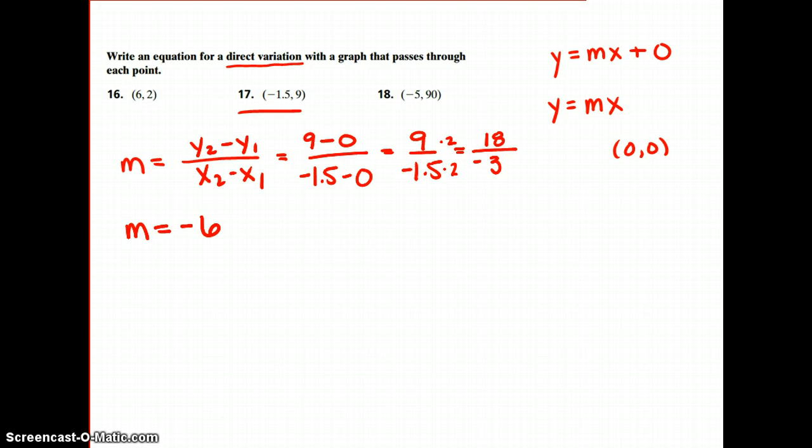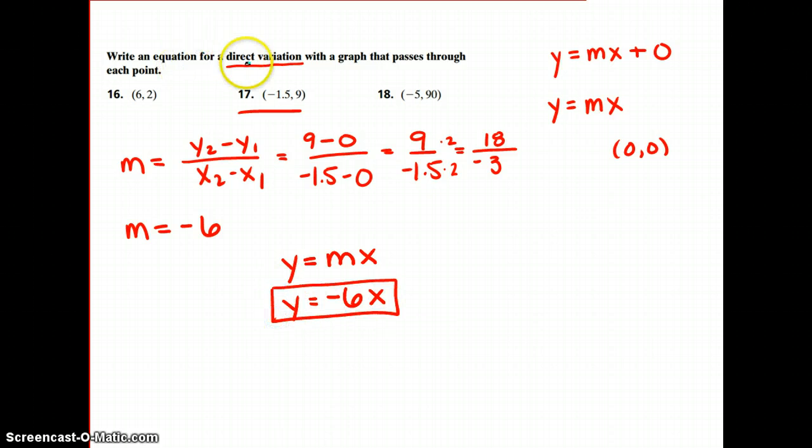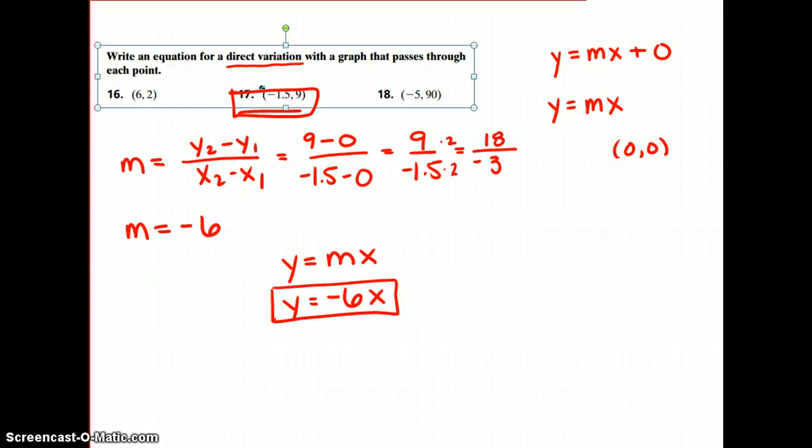Okay, so we should now be able to write our equation for our direct variation. So our equation again, I'm just going to rewrite it as y equals mx. And we now know m, so it's y equals negative 6x. So this is the equation for a direct variation with a graph that will pass through this given point.